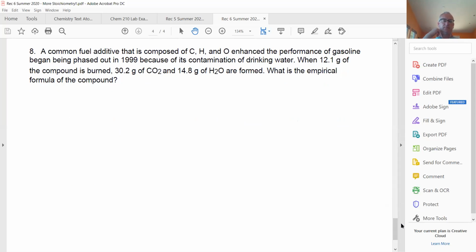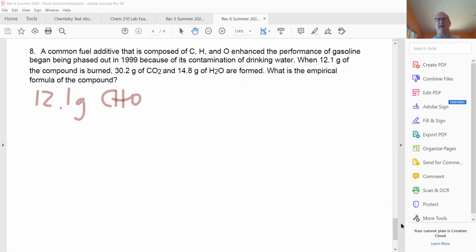Okay. Yeah, so this one is trying to figure out basically how many moles of carbon, hydrogen, and oxygen we have in this particular compound. So what we're given is we take 12.1 grams of it and we burn it. So we take 12.1, and I'm just going to call it CHO because it's got C, H, and O in it. So we're going to burn that.